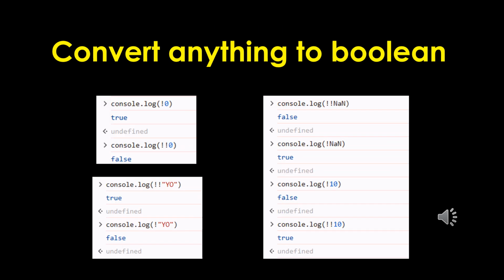Convert anything to boolean. For converting anything to boolean, we can simply use the exclamation mark. So single exclamation mark and double exclamation mark. So based on the single exclamation mark for numbers, it will give false, and for double exclamation marks, it will show true. And if you are using a string, then double exclamation mark will return true and single exclamation mark will return false, like that. For NaN, double exclamation mark will give false and single exclamation mark will give true.